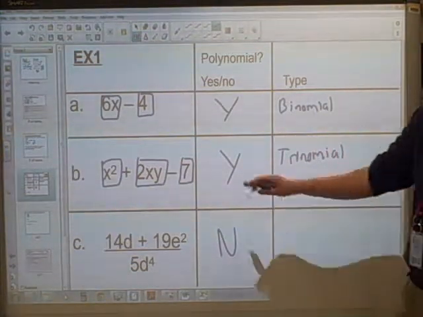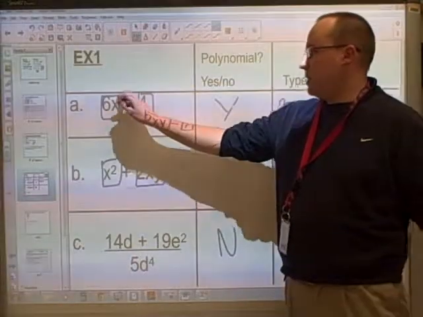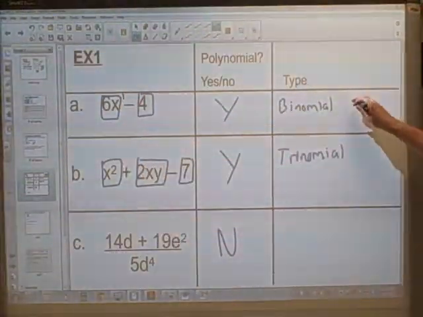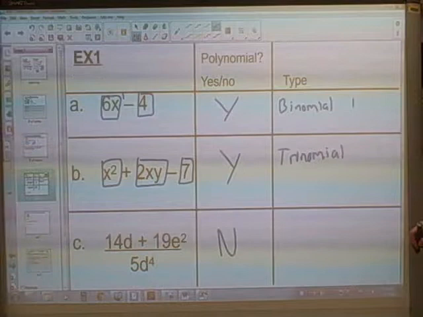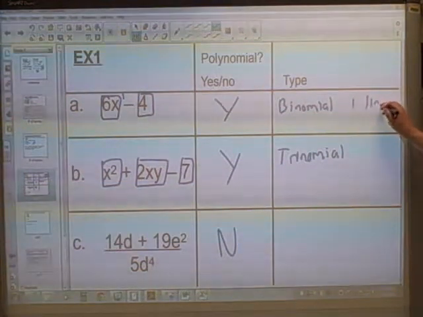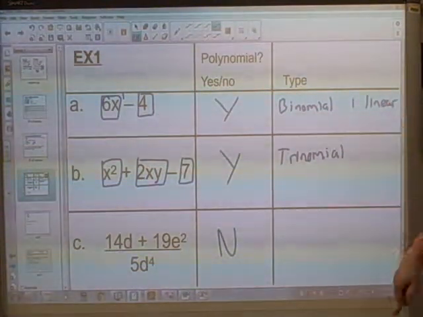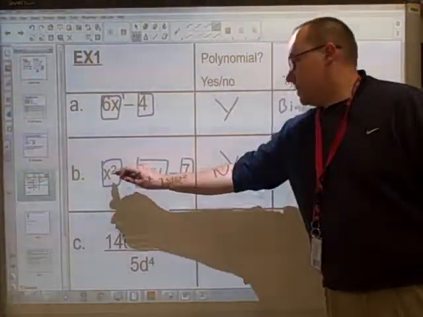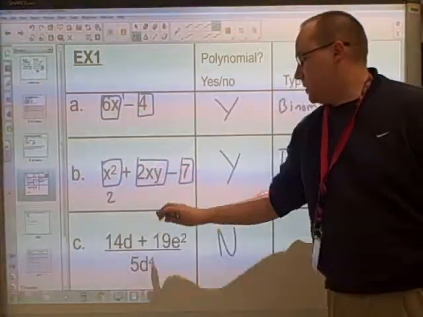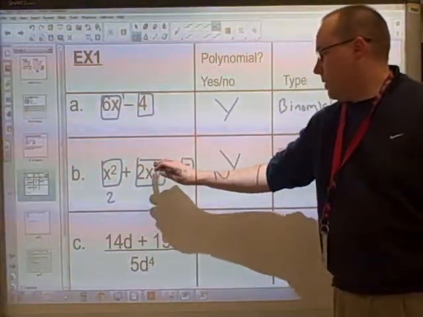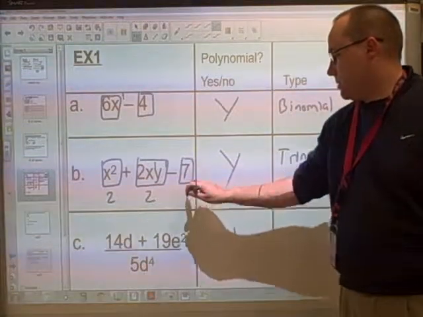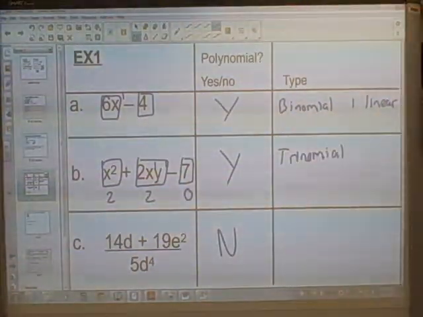And the highest power, well, this one doesn't have any power at all. This one has a power of 1. So we can say the degree is 1, and if it has a degree of 1, we can say it's linear, as it's just an x. Now this one has a degree of 2, which we can see. 1 and 1, if we add those together, that also has a degree of 2, and this has a degree of 0.